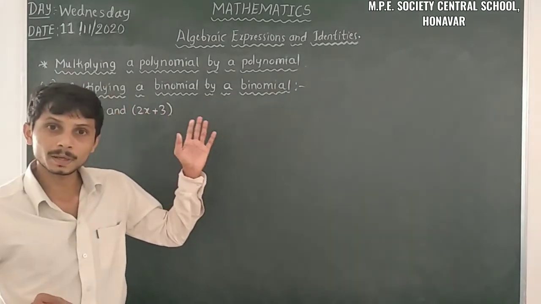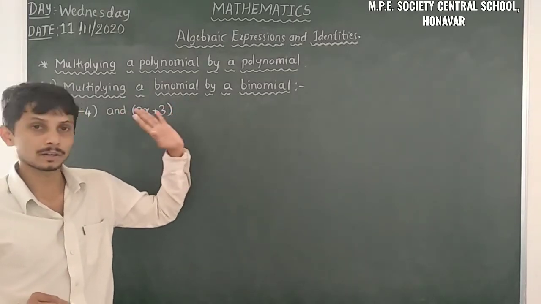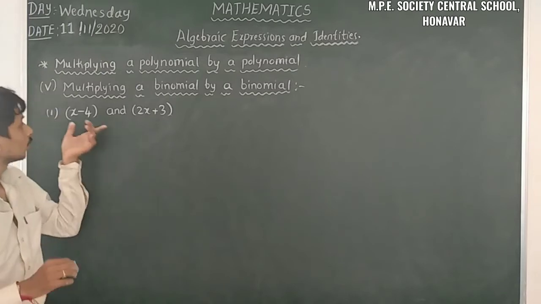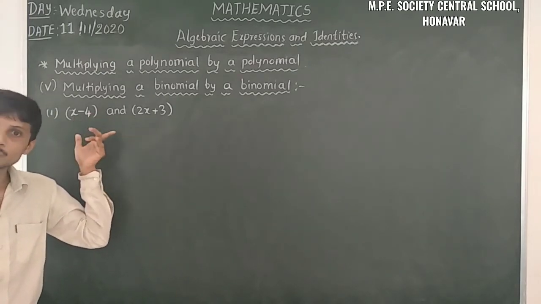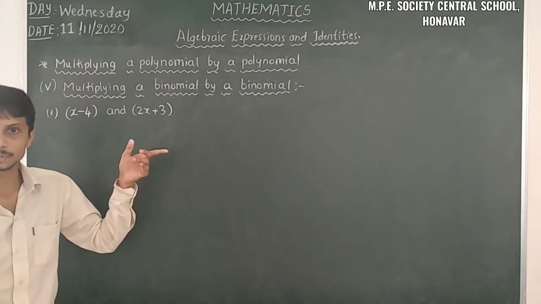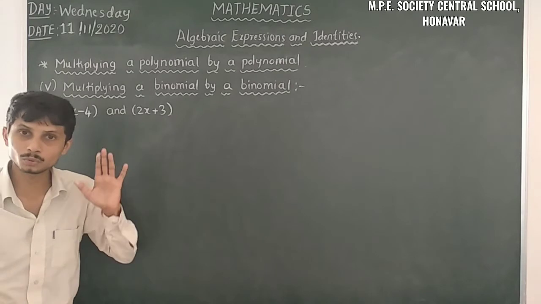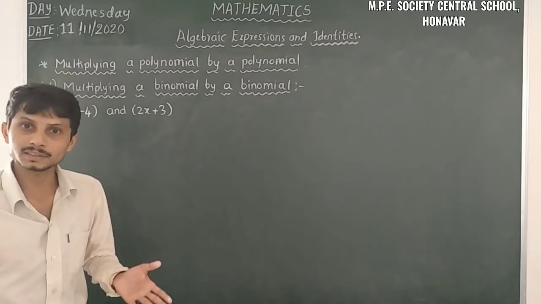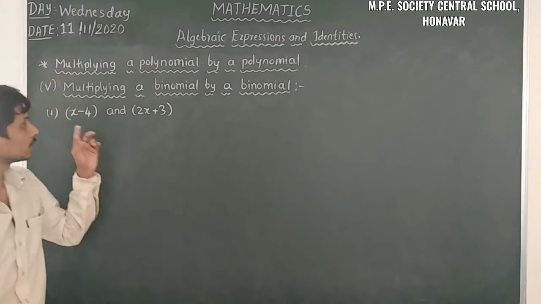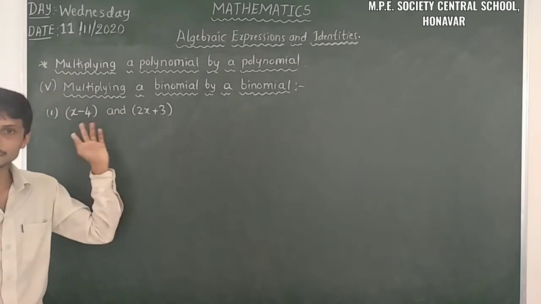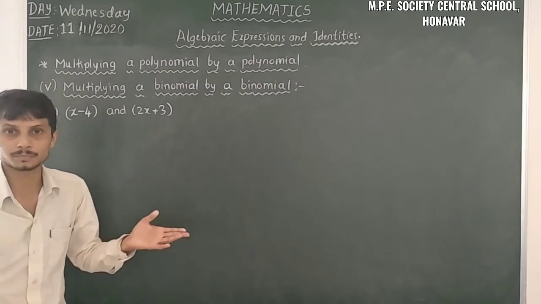So let us take multiplying a polynomial by a polynomial, and here firstly we take a binomial by a binomial. That means here we have two binomials. A binomial is the addition of two unlike terms, or the subtraction of two unlike terms. That means the expression consists of two unlike terms followed by addition or subtraction. So whatever binomials we have, we have to take the right steps.